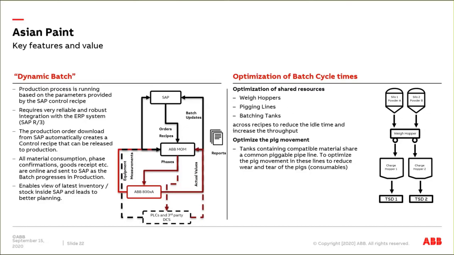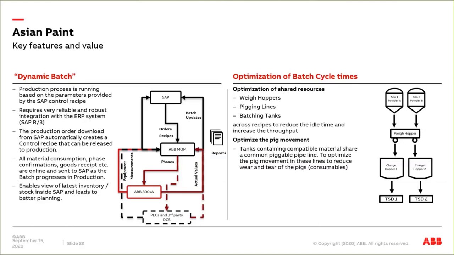On the right side, you can see another type of optimization we provided with this kind of plant. The optimization of the shared resources, because we have several shared resources like weigh hoppers, pigging lines, or batching tanks. The optimization is performed across the various recipes to reduce idle time and increase the throughput. So basically, in a traditional batch system, the starting point and time of material dosing operations, which are very frequent in this kind of process, to fill the storage, intermediate storage, are usually fixed, and so there are specific start times. In this solution, we proposed a material dosing operation decoupled from the main recipe, and so they run separately as a central optimization service.